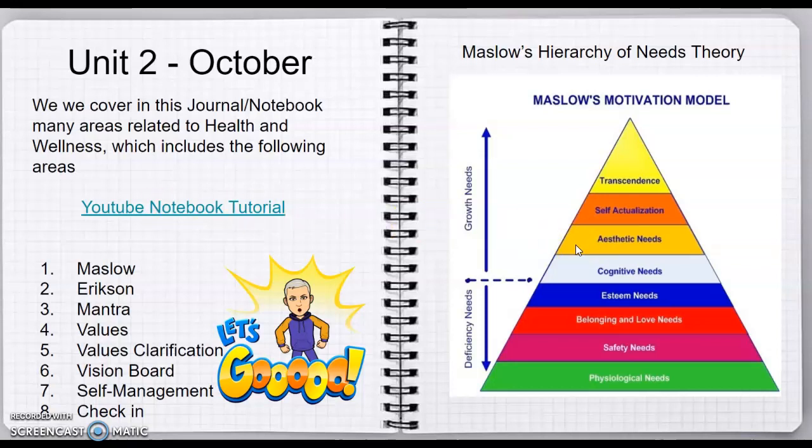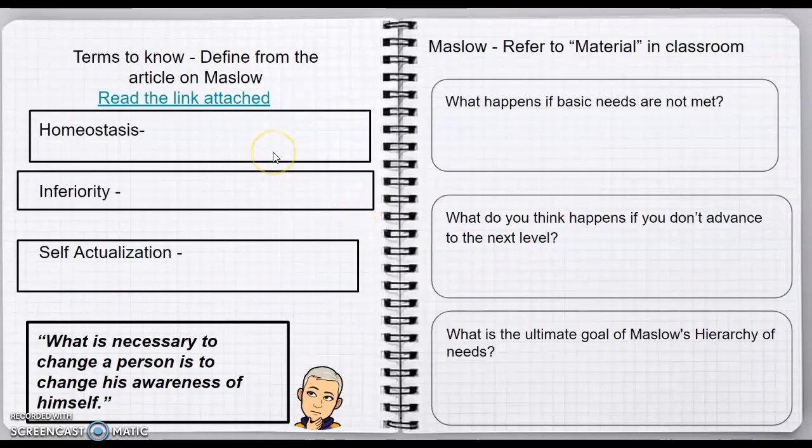Over here on page 2, I just posted the hierarchy of needs theory, which we'll discuss in class. On the following page, just a few terms. Where it says read the link attached, we'll just click on the link, and just a few terms to show that you went through the reading on Maslow. We'll actually discuss it in class, and you can just fill in those text boxes as we move along through the workbook.